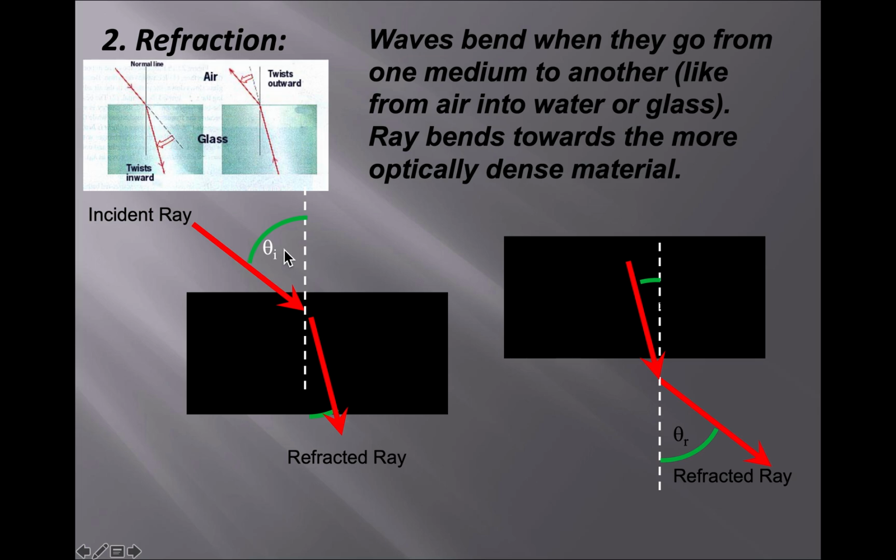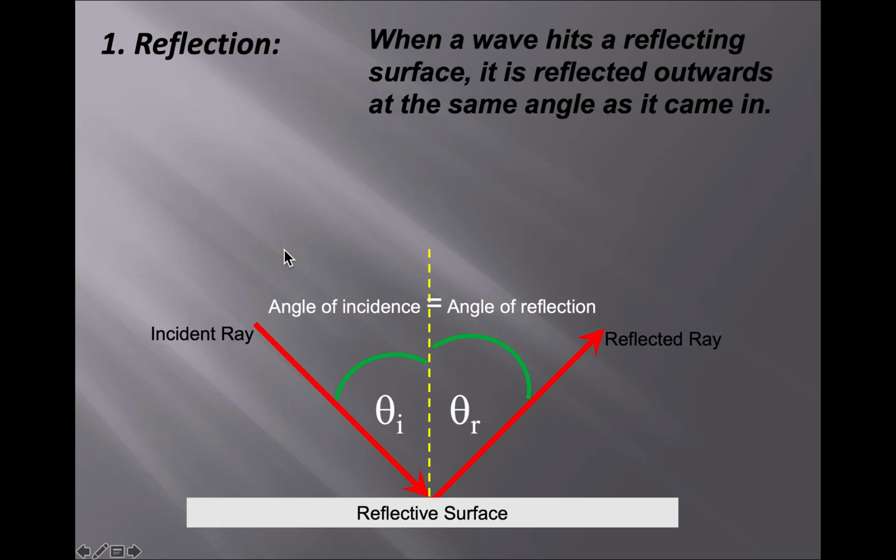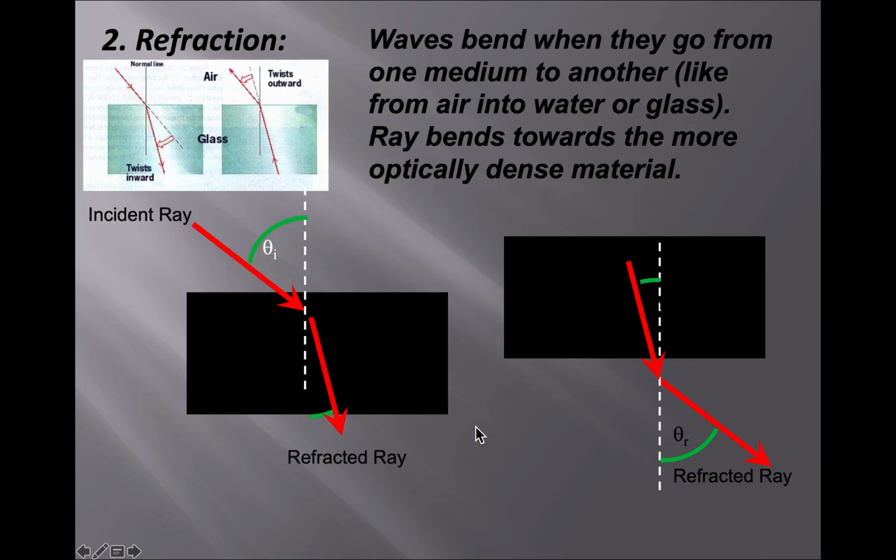And kind of similar to the last part, where we have theta I, this is a symbol which we typically use for angle, for incident, and this is for reflected. Whereas this is for incident, and this stands for refracted.